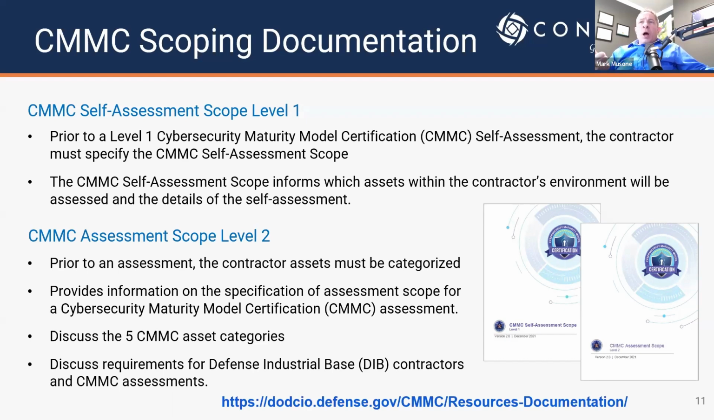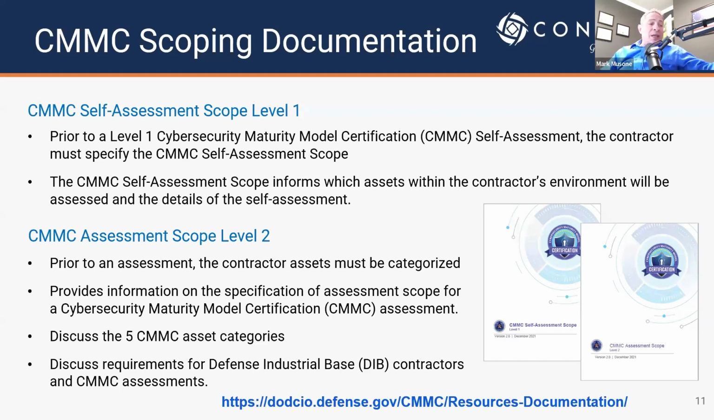Now, the scoping guide for level 2 has a few additional requirements which I'm going to be talking about now. Number one, as part of scoping, the assets need to be categorized. So there are certain categorizations of individual assets. It's not, here is all my CMMC stuff. No, every asset needs to be categorized and given an asset type. When it comes to scoping, what we're essentially doing is drawing a box around a part of our environment that we are going to get assessed and get CMMC certification.